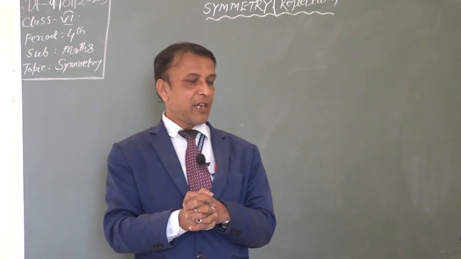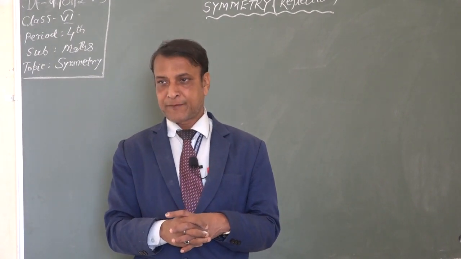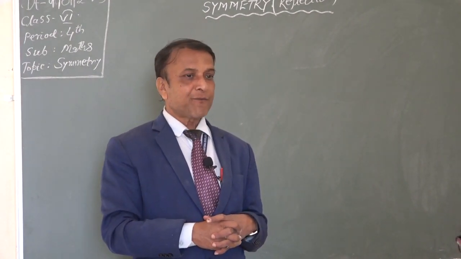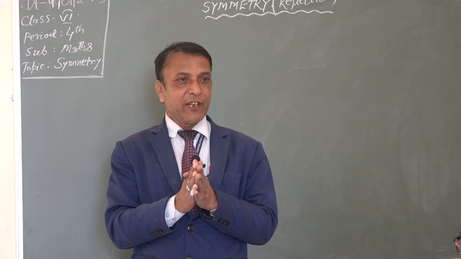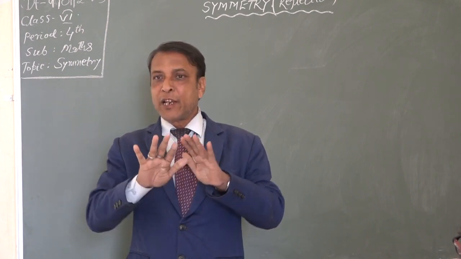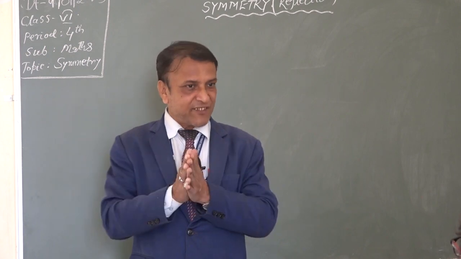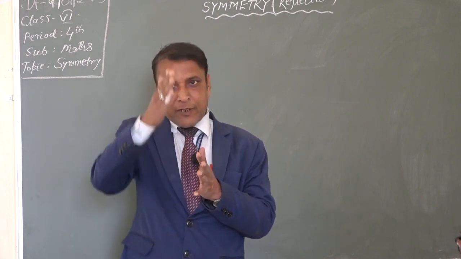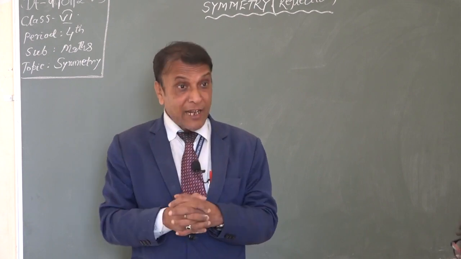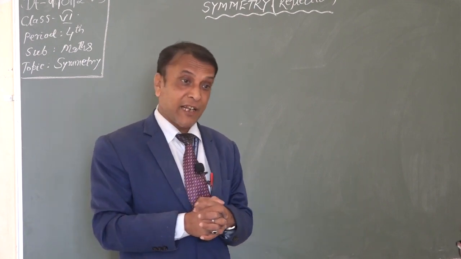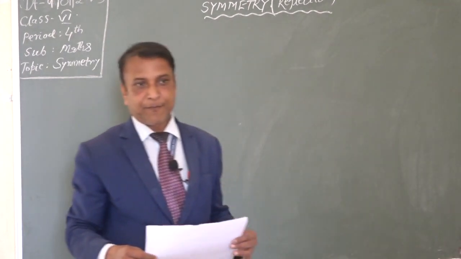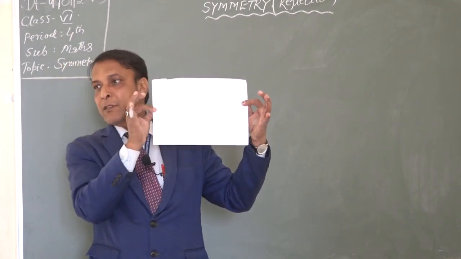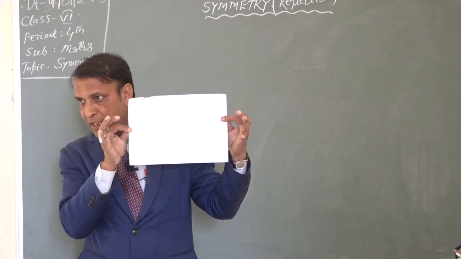Okay. Before going to this chapter, I want to explain to you what is symmetry. If any geometrical figure is equally divided into two parts by either a horizontal line or a vertical line, then we can say that figure or that diagram is symmetrical. Now you see, this is a what? Rectangle shape, rectangle or not?